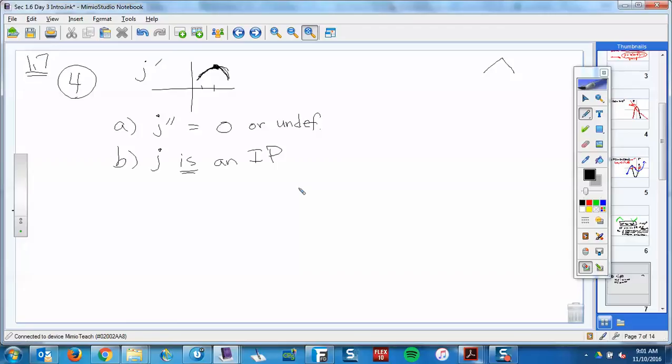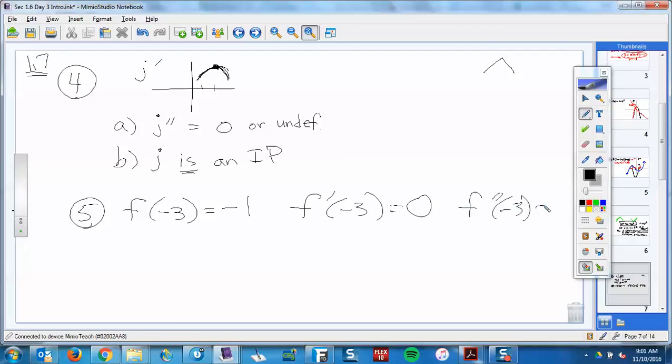Now, I want to do 5, and then we'll probably jump to a different one here. So 5 says, suppose that f of negative 3 is negative 1. So f prime of negative 3 is 0. And f double prime of negative 3 is 2. Is it just 2? Yeah. Okay. Is x equals negative 3 a local minimum of f?